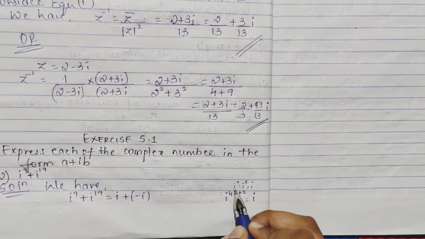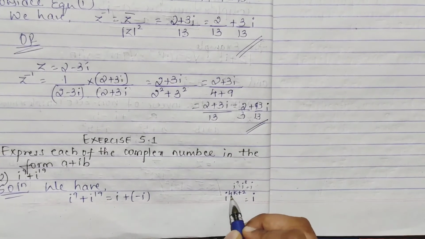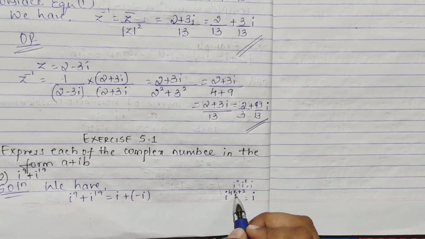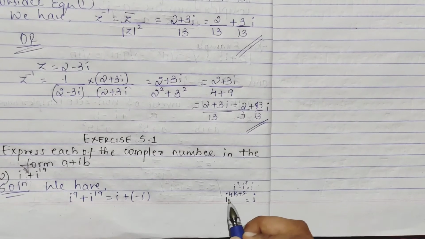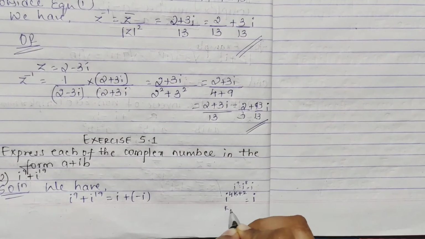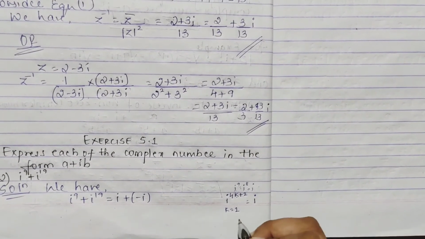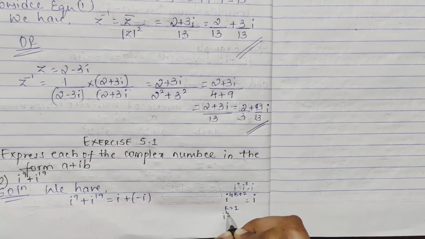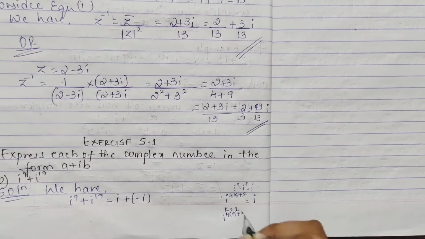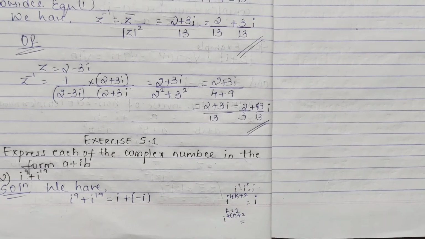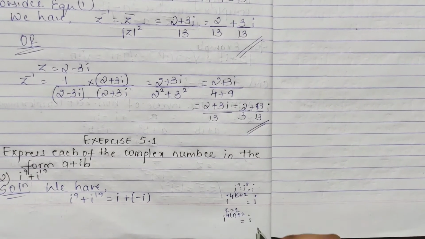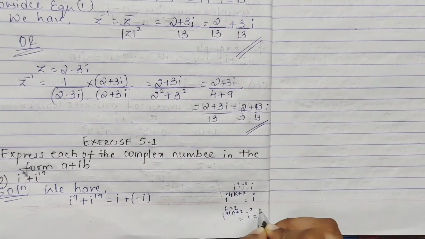Yes, in general we know i raised to 4k plus 2 is i. How? Now in place of k, if I put 1, what I get? 4 ones are 4 plus 2. 4 plus 2 is 9, right? So i raised to 9. If I take k is equal to 1, I get 4 into 1 plus 2. 4 into 1 plus 2 is what? 9, right? i raised to 9, which is equal to i.